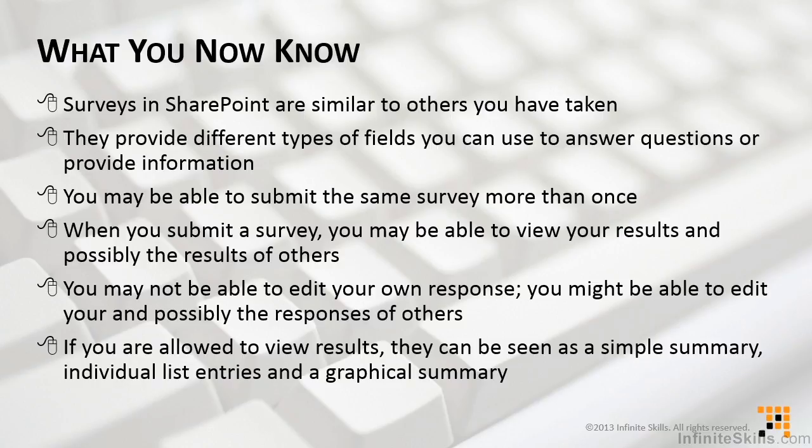If you are allowed to view the results, then they can be seen in 3 different ways. As a simple summary, which is really nothing more than when was a survey created and how many survey results are there, or more usefully, the individual list entries where you can see each individual survey, or a graphical summary, which is a huge time saver and allows you to understand what the survey results are without having to do a lot of thinking or a lot of manipulating of the data.